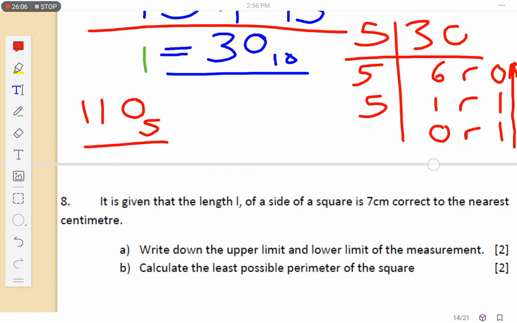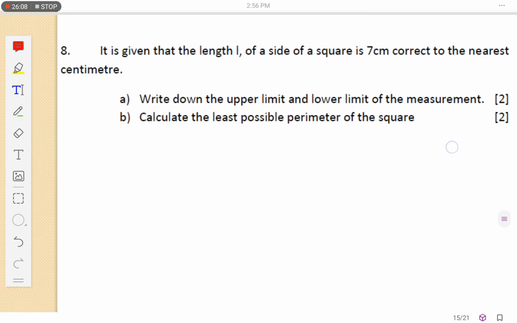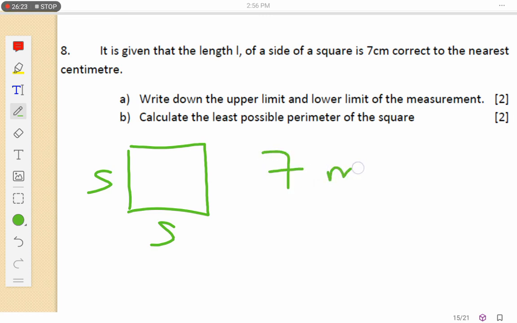Let's look at the last question, number 8. We are given the length of a side of a square. Let me draw the square. A square has sides which are equal, and these are 7, 7, 7. So these are 7 centimeters. The first part of the question is asking, write down the upper limit and lower limit.